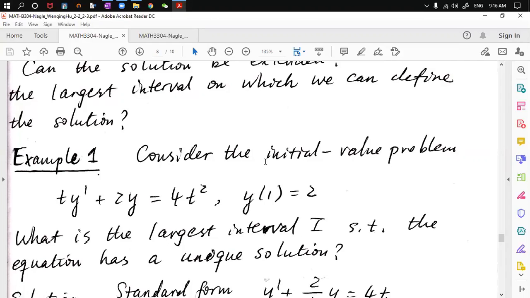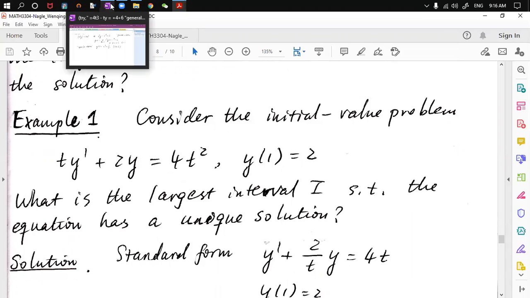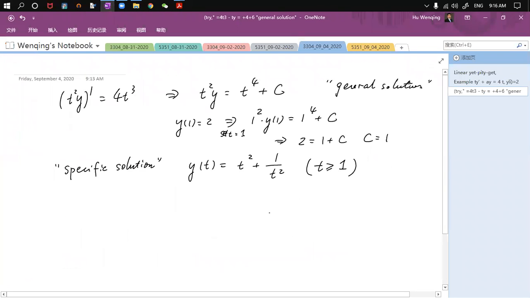This problem doesn't say solve this initial value problem. It just asks what's the largest interval such that the equation has a unique solution. So what's the largest interval that this equation has a unique solution? What does it mean? Well, let's look at the graph of this function, y of t.